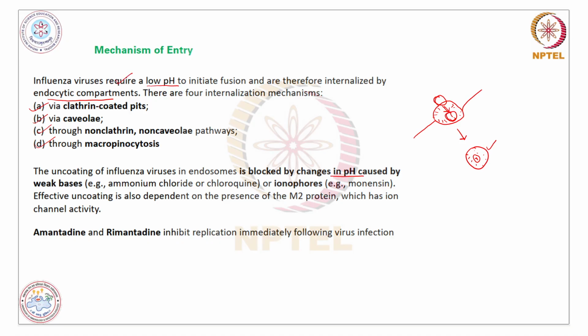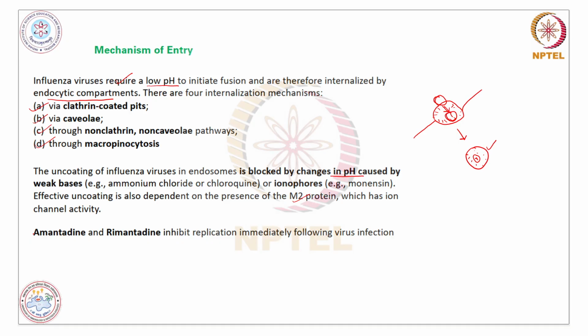And the uncoating of influenza virus in endosomes is blocked by a change in pH, because pH is required for initial fusion. If we change the pH, then it will not allow fusion and entry inside. And effective uncoating is also dependent on the presence of the M2 protein, which has ion channel selectivity. So if we modify or alter the ion channels, then this virus will not get entry inside the cell.